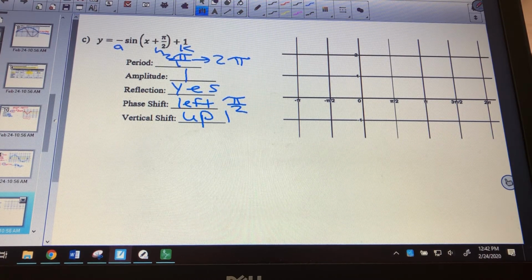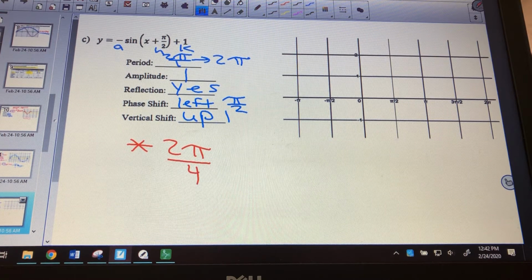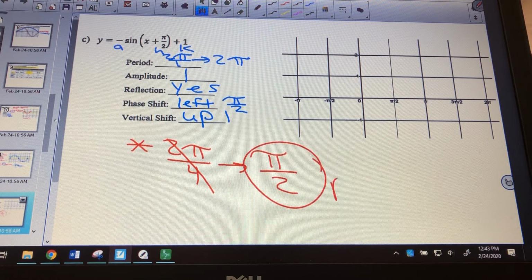And then remember, we want to figure out where our points are going to be. So how do I find those again? Yep, we take our period divided by 4. Very good. So I'm going to take the period of 2 pi divided by 4 to get the increments at which my points will go. What is 2 pi over 4 reduced to? Pi over? What's 2/4, you guys, reduced? 1/2, so pi over 2. Good. So these are where our points are going to be.